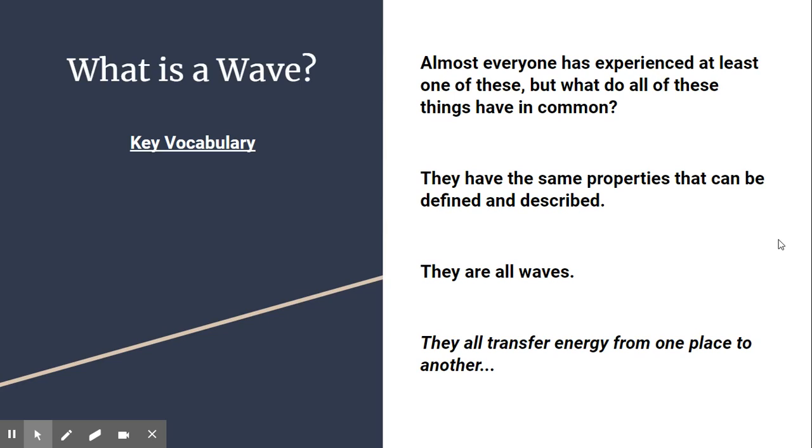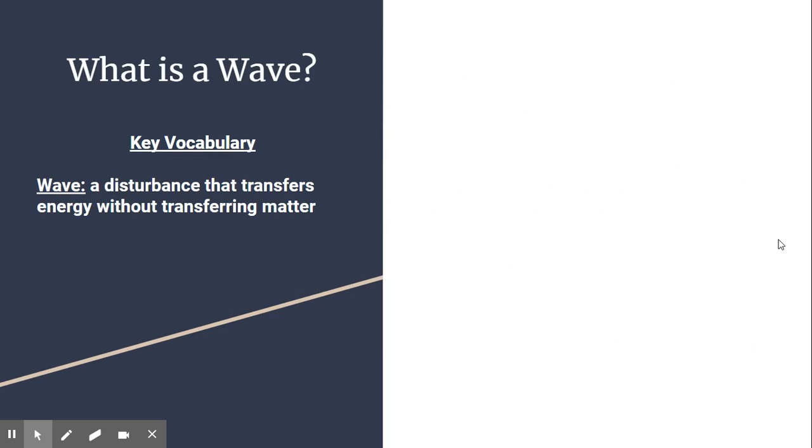But all of these different instances are not exactly the same. All of these different examples, though, have some of the same properties and they can be defined and described. We would consider all of them a wave. They all end up transferring energy from one place to another. And that's actually going to be a key idea in our definition for a wave.